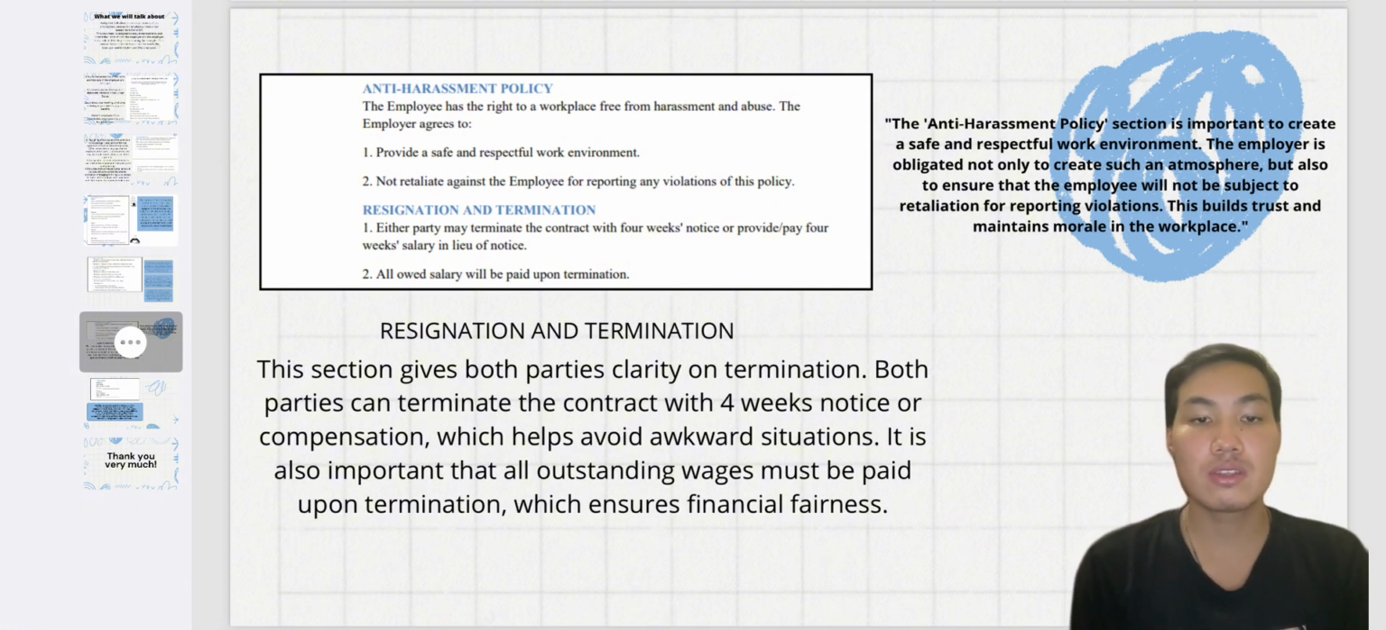And the next topic is resignation and termination. This section gives both parties clarity on termination. Both parties can terminate the contract with 4 weeks' notice or compensation, which helps avoid awkward situations. It is also important that all outstanding wages must be paid upon termination, which ensures financial fairness.